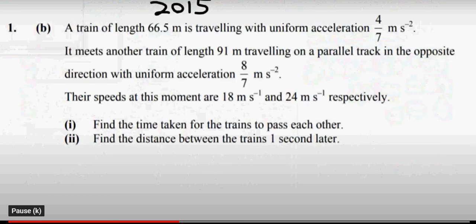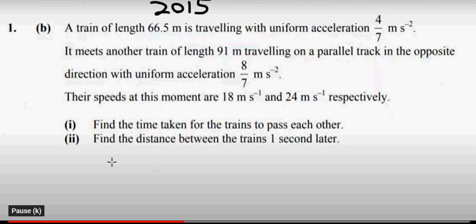Okay, next thing. A train of length 66.5 meters is traveling with uniform acceleration 4.7 meters per second squared. It meets another train of length 91 meters traveling on a parallel track in the opposite direction with uniform acceleration 8.7 meters per second squared. Their speeds at this moment are 18 and 24 meters per second respectively. Find the time taken for both trains to pass each other, and the distance between the trains 1 second later.